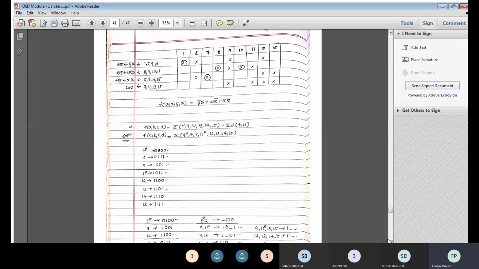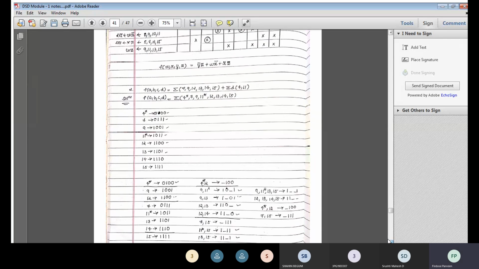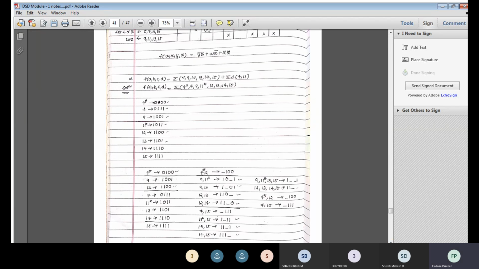So that is don't care terms. Okay. So now f of a, b, c, d is equal to summation 7, 9, 12, 13, 14, 15 plus summation d. D indicates it is a don't care term, that is 4 and 11. So when it is don't care term, next what you have to do is write the problem f of a, b, c, d is equal to summation 4, together, join this one 4, 7, 9, 11, 12, 13, 14, 15.